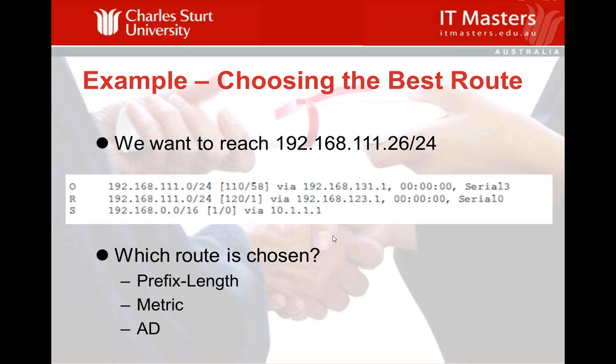Okay, so let's have a look at choosing the best route. So we want to reach the network 192.168.111.26/24. That's actually a host that we want to get to, but because we're using the /24 as our prefix length, effectively we're saying we want to get to 192.168.111. So if we look at our route table, we can see that there are two routes that match 192.168.111/24.